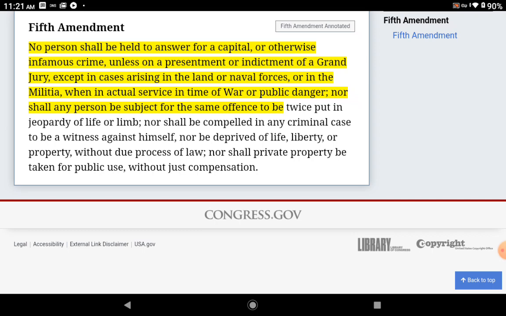nor shall private property be taken for public use without just compensation. Now, you need to understand something here. You notice it just says, nor be deprived of life, liberty, or property.